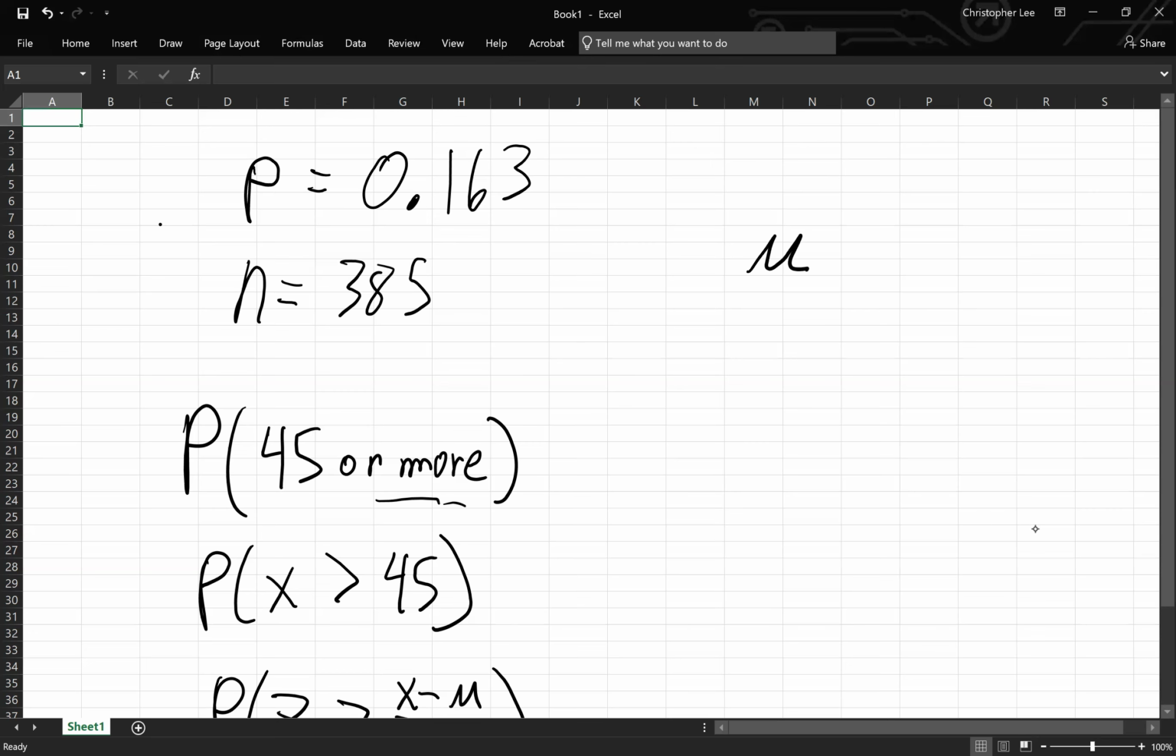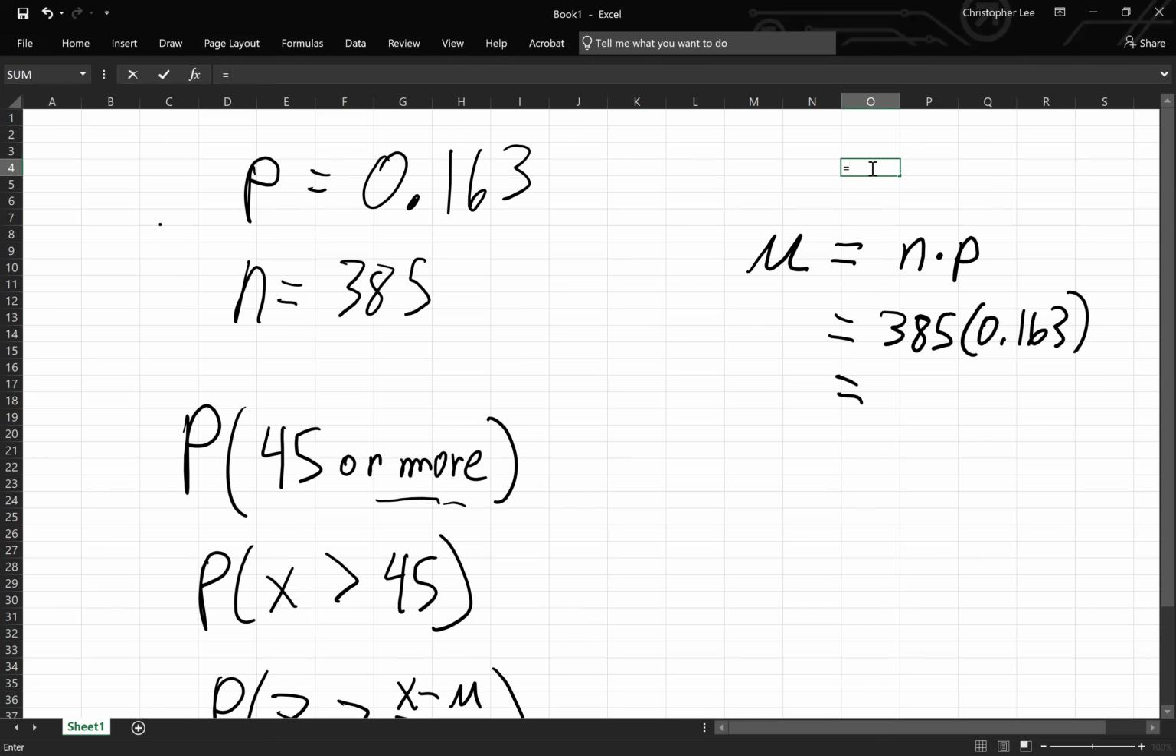We know that mu is equal to n times p, right? Just plug in the numbers and get it, 385 times 0.163 and whatever the calculator tells us. I'm gonna do it right here real quick. 385 times 0.163. Let me see what I get. So I got 62.755, right? That's what I got for my mean.